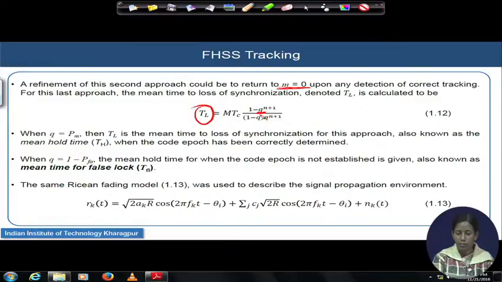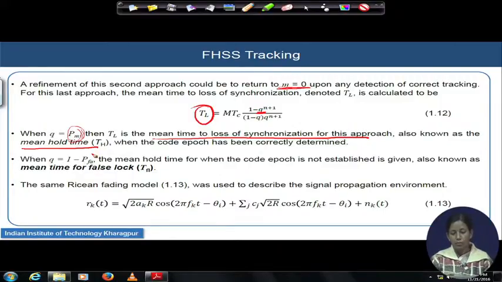and this measurement is given by this bigger expression, and this q will be p by pm, where TL is the mean time to loss of the synchronization, also known as the mean hold time when the code epoch has been correctly determined. So, suppose the situation is something that there is a sync loss and sync correct, sync loss and sync correct, that is going on.